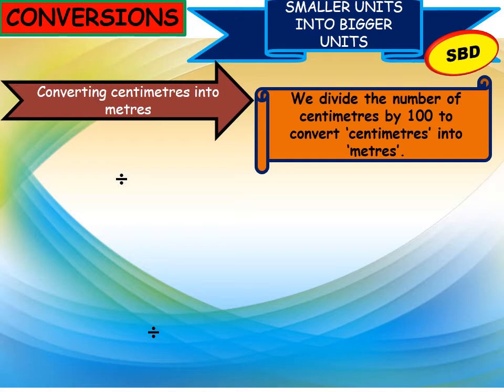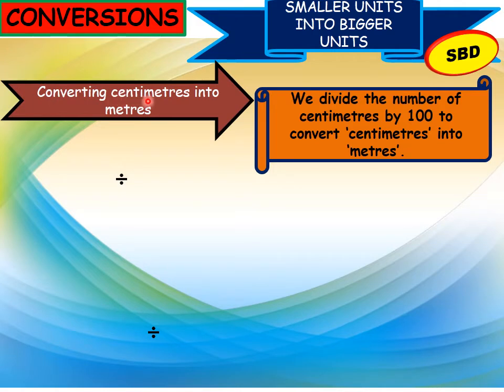This time, we'll start from smaller units into bigger units. That is SBD. Here, S for smaller, B for bigger, D for division. So, when we have to convert smaller unit into bigger unit, we need to divide. Now, let's see examples here.